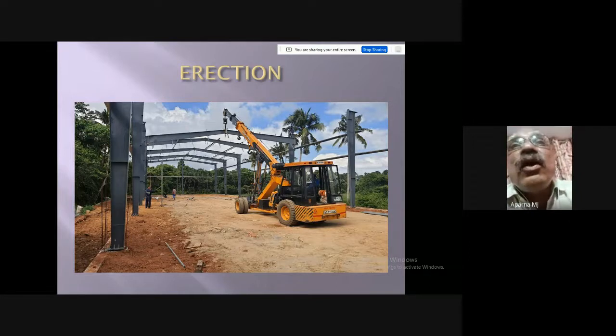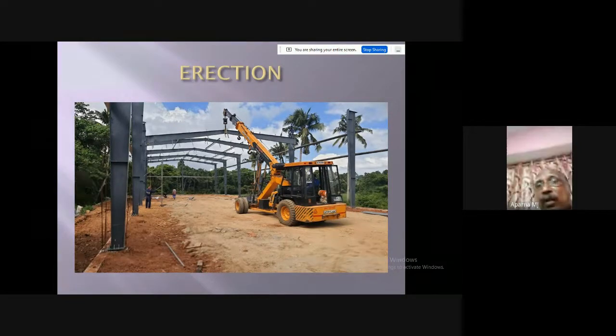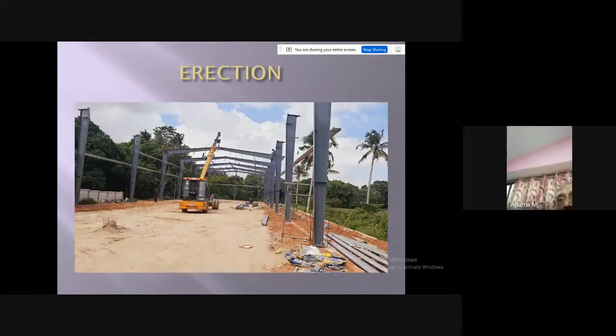Here you can see a close look of a rafter lifted by this crane, and it is in position, and all the bolts will be connected. Then the rafter column connection is completed like this. This is also the same side. You can see the next rafter is in position. It is lifted and erected. So this has to be repeated one by one. It will be coming to the other end.